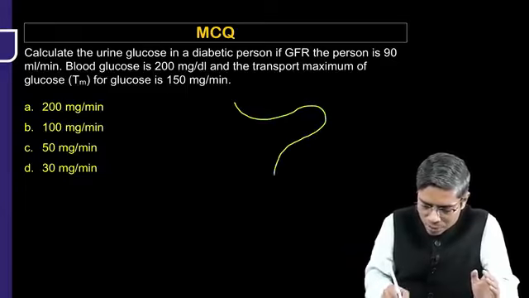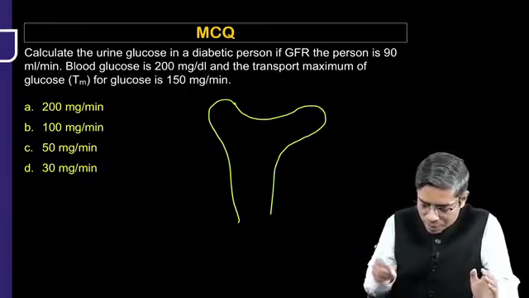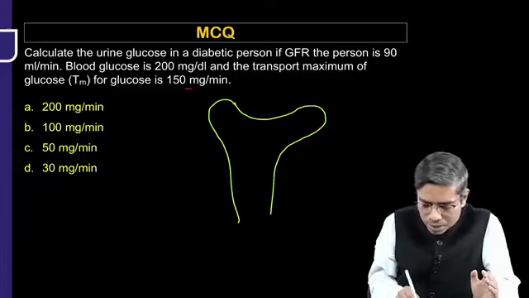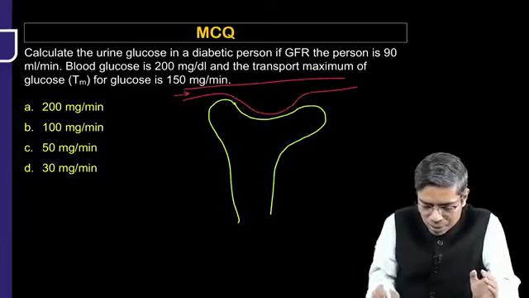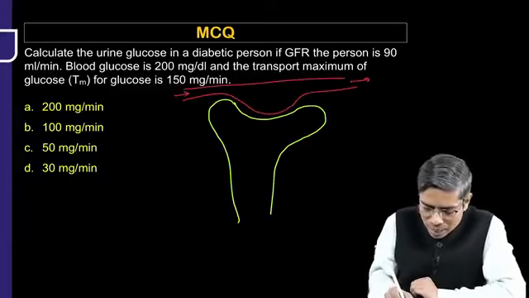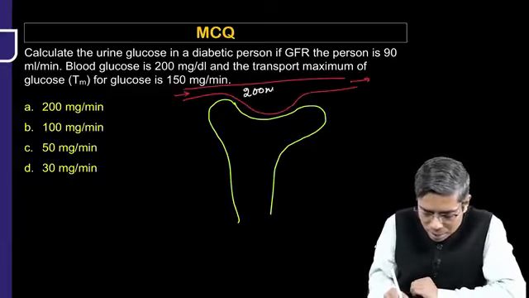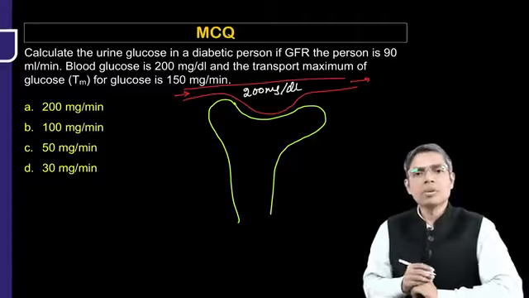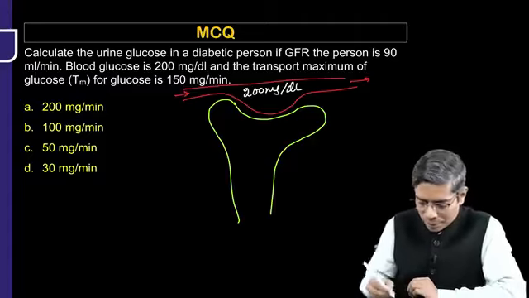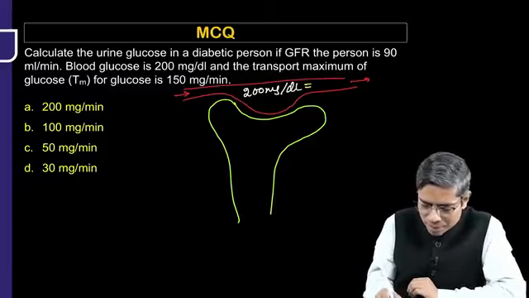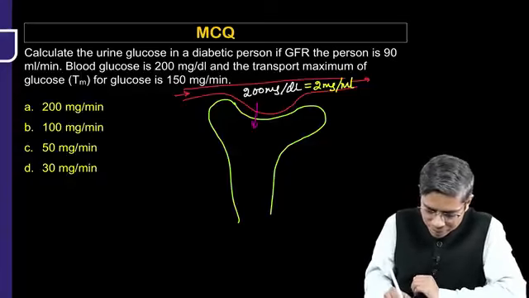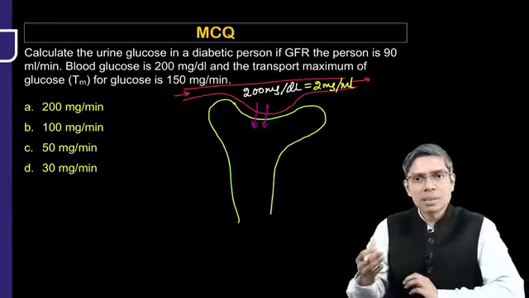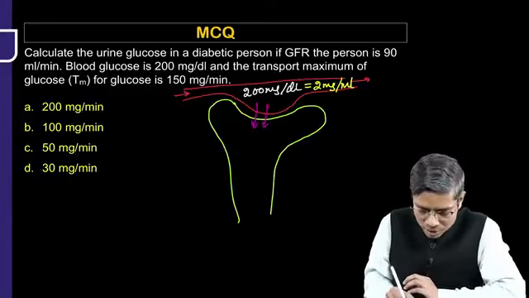So this is your Bowman's capsule with proximal convoluted tubules, and we know that at the level of Bowman's capsule the capillary blood flow is happening. So suppose this is afferent, this is efferent. Blood glucose amount is given as 200 milligram per dl. First of all, you convert this dl into ml. So 200 milligram per dl means it is 2 milligram per ml. Okay, and then it is said that the GFR, meaning filtration of the plasma in 1 minute, is how much?